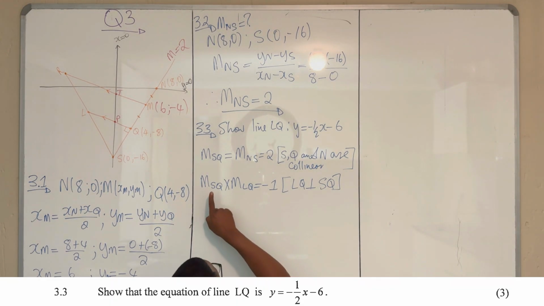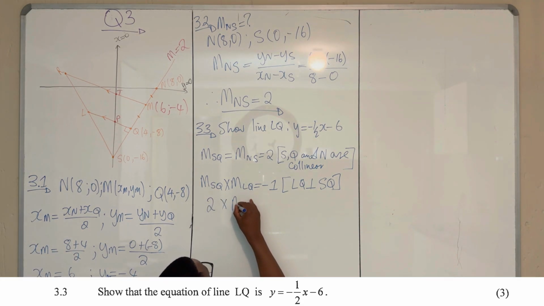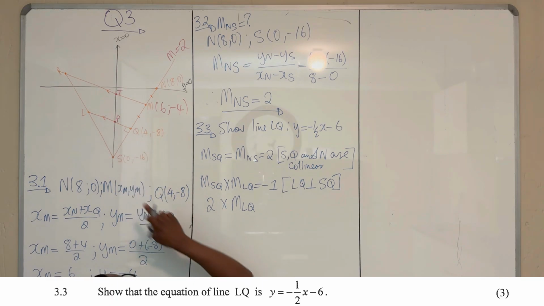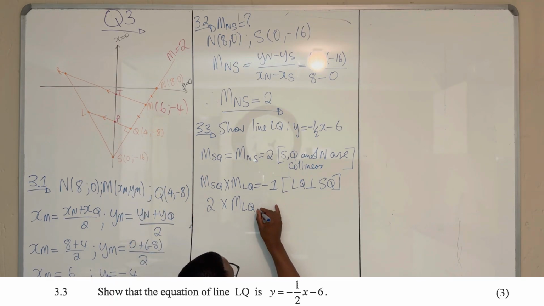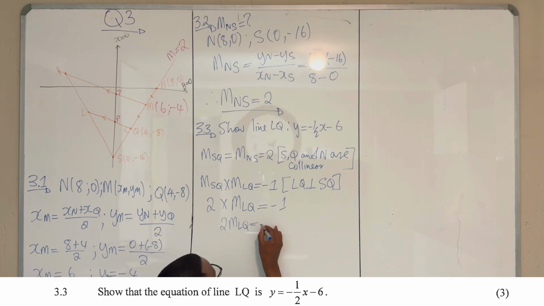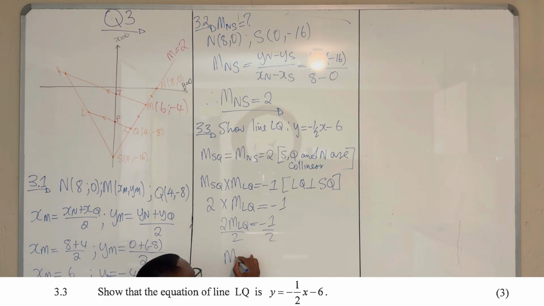So the gradient of SQ is 2, times the gradient of LQ, which is what we're interested in, because we want to find the equation of this line. So we need to know this gradient. This is equal to minus 1. So 2 times m of LQ is equal to minus 1, so m of LQ is minus 1 divided by 2. You get that the gradient of LQ is equal to minus 1 over 2. Here's the gradient of your line LQ.